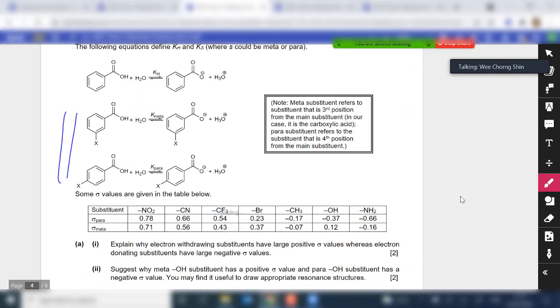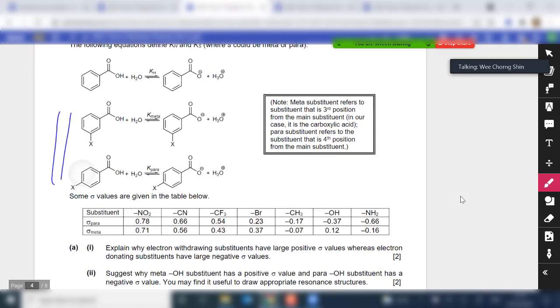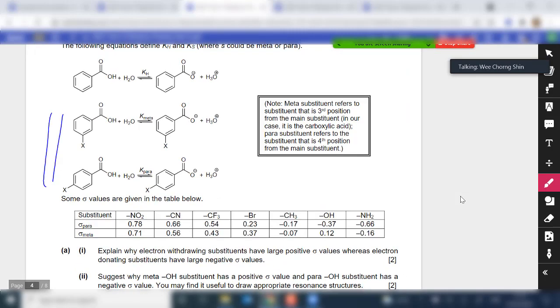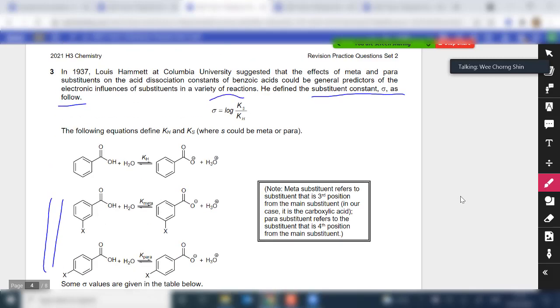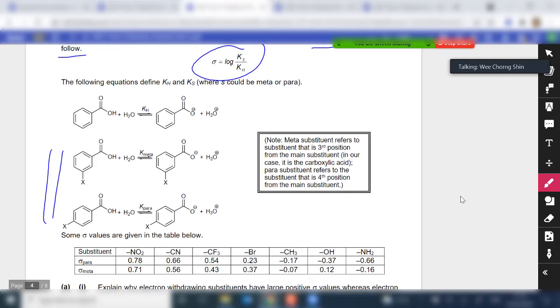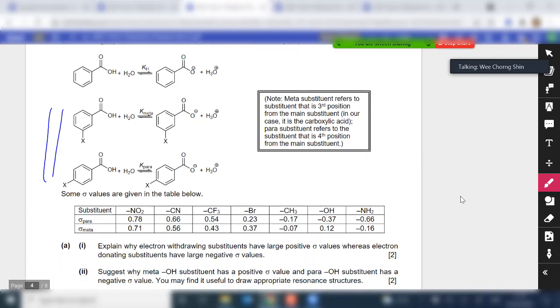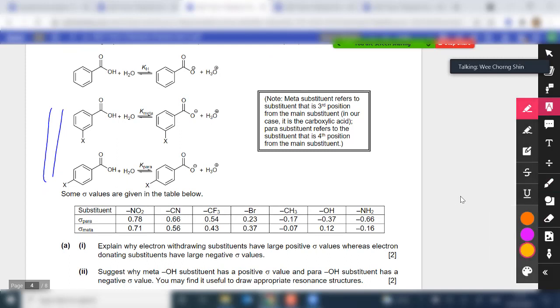So from here, they tell you about the different sigma values. But you need to keep referring back. What exactly does sigma mean? If you don't refer back, sometimes you will be a bit lost. So basically, withdrawing groups have a positive sigma, donating groups have a negative sigma. The one which stood out is OH. And then of course NH2 as well. But NH2 is not so obvious. That's why we didn't ask.